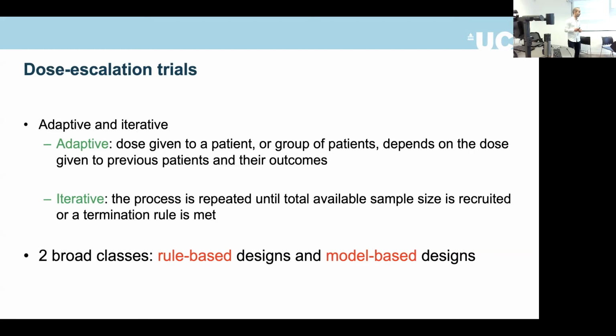So how do we do this in practice then? How do we actually identify the drug? These dose escalation trials, they tend to be adaptive and iterative. What do we mean by adaptive trials? The dose that is given to a patient or to a group of patients depends on the result of previous patients. What dose was given to the previous patients as well as their outcome. And it's iterative. So effectively, we repeat this process until the available sample size is recruited, or we have a termination rule for the study. Two broad classes here in terms of dose escalation approaches. One is called rule-based design, the other one is called model-based design.